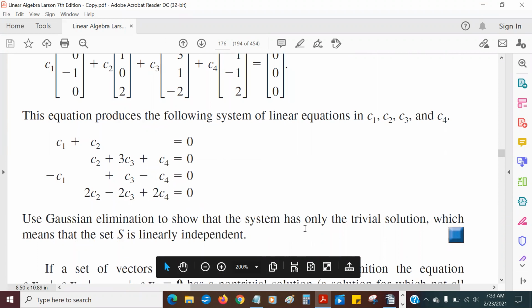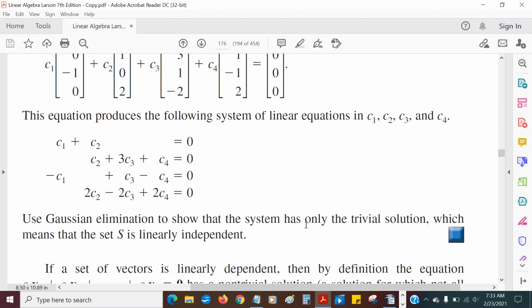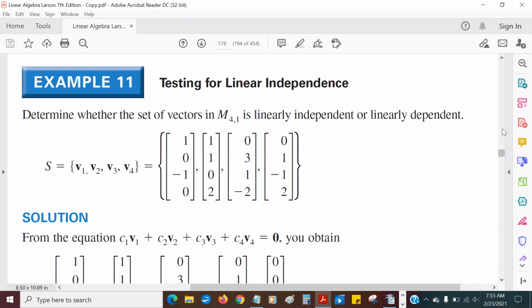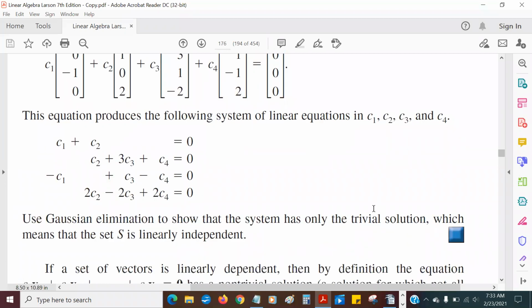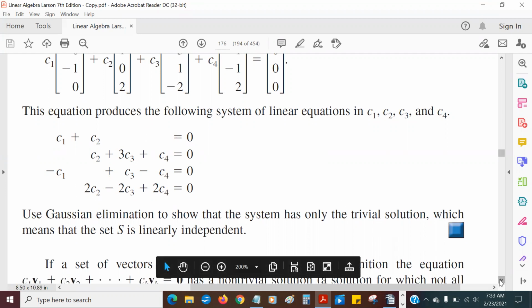And if you do use Gaussian elimination, and by now you're expert at it because you've seen me do it a whole bunch of times, you will find that it only has the trivial solution. So do it. Now this, by the way, is a 4x4. This is 4 equations with 4 variables, and so this will actually be a square matrix. Anyway, moving right on.